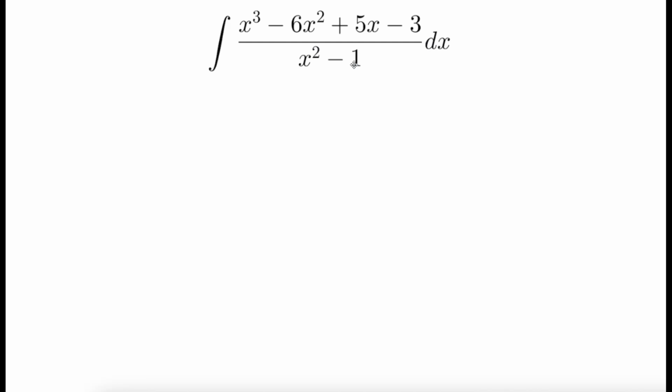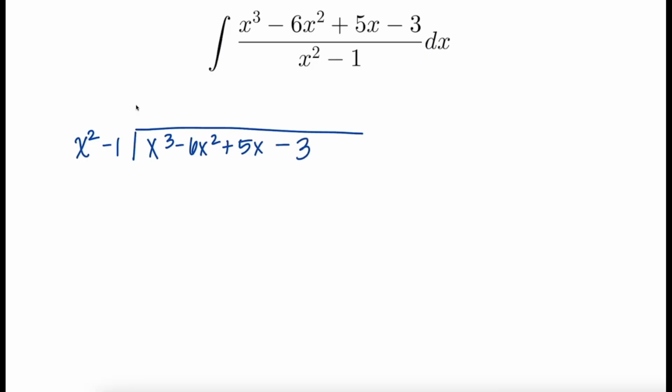In this problem, I have the integral of x cubed minus 6x squared plus 5x minus 3 all over x squared minus 1 dx. Now, before we think about factoring the denominator, we have to pause and recognize that this is not a proper rational function. The degree of the numerator is bigger than the degree of the denominator. So we're going to start by doing long division. So all the previous examples were proper rational expressions. This is improper. So our long division is going to be dividing x squared minus 1 into x cubed minus 6x squared plus 5x minus 3.